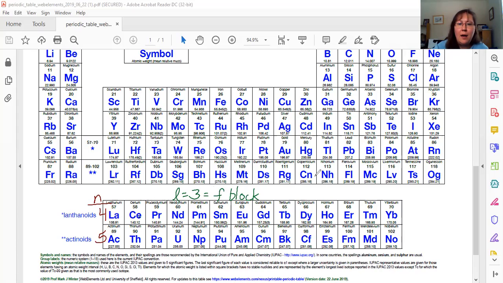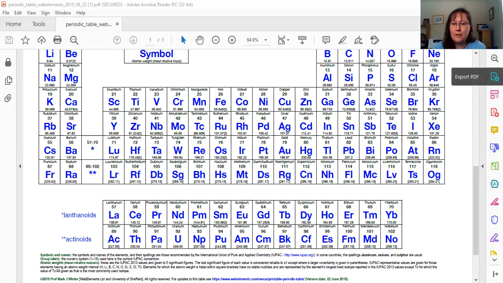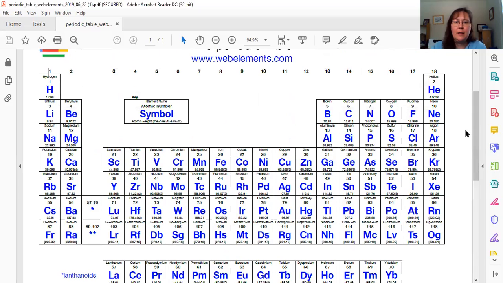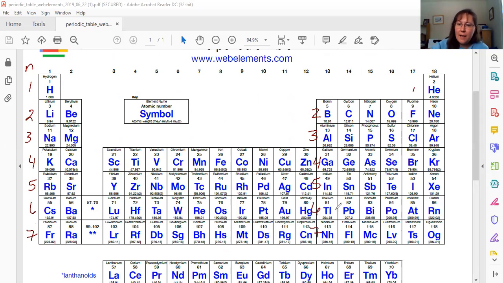All right, now let's back up and come back to what we're doing. And remember, I'm going to put our N values in here: 1, 2, 3, 4, 5, 6, 7, and then 1, 2, 3, 4, 5, 6, 7. Okay, and we had said the L value went with shape.